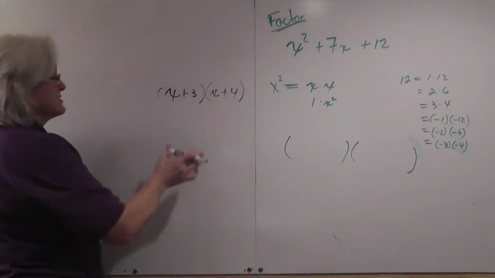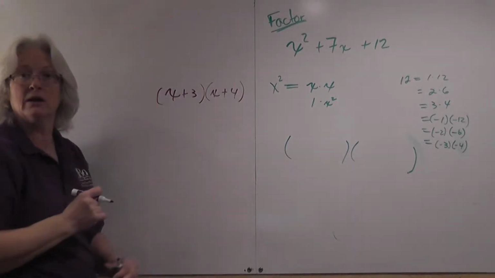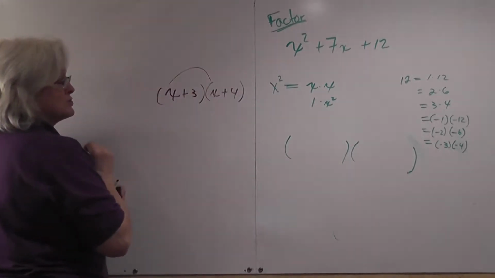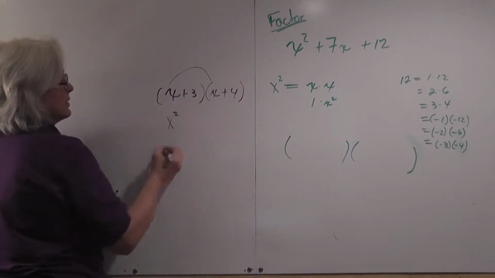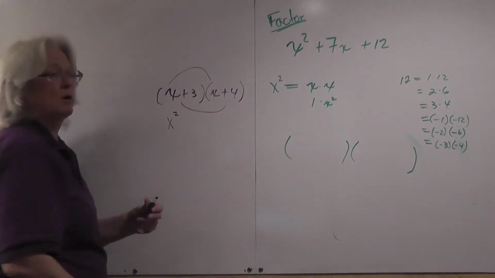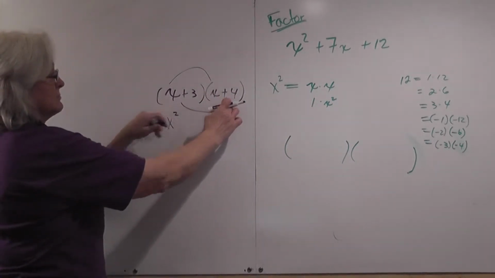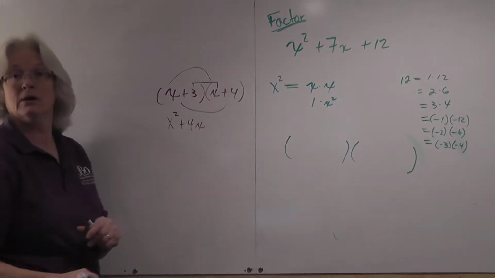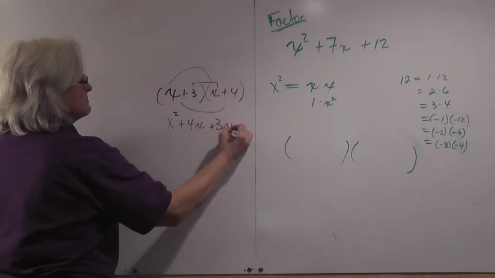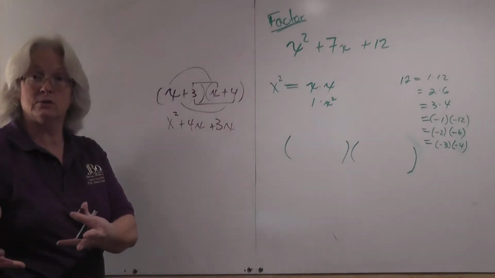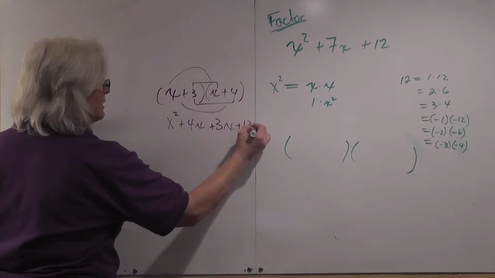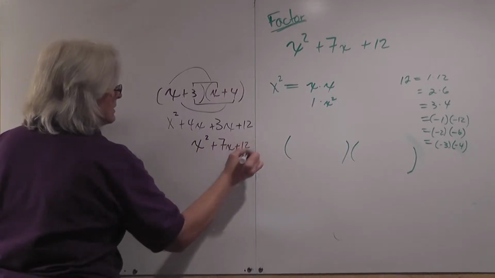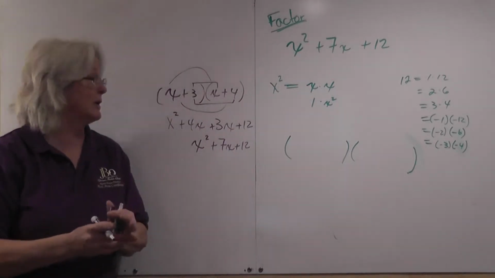What we learned a few sections ago was, if I have two binomial factors, x plus 3 times x plus 4, how do I multiply that? Well, first you multiply the first two terms together. x times x is x squared. Now you multiply the outer two terms together. x times 4 is plus 4x. The inner terms get multiplied together. 3 times x is plus 3x. And finally, the last two terms get multiplied together. 3 times 4 is plus 12. You combine like terms and you have x squared plus 7x plus 12. This is what you learned to do just a little bit ago.